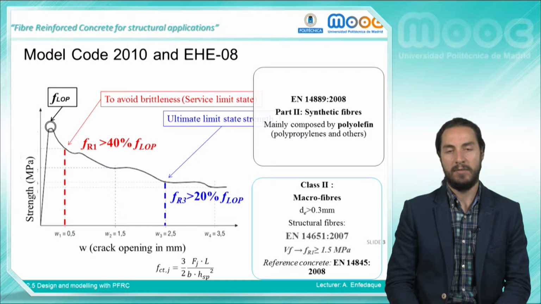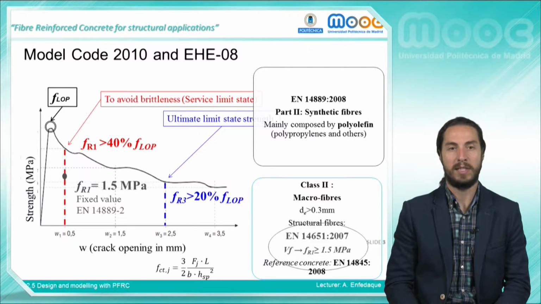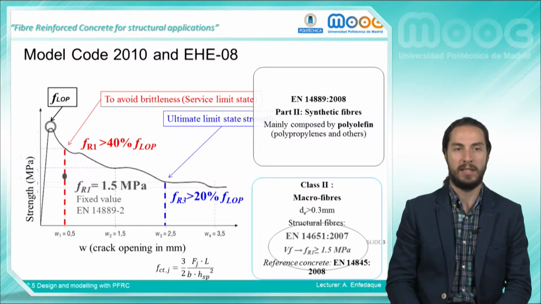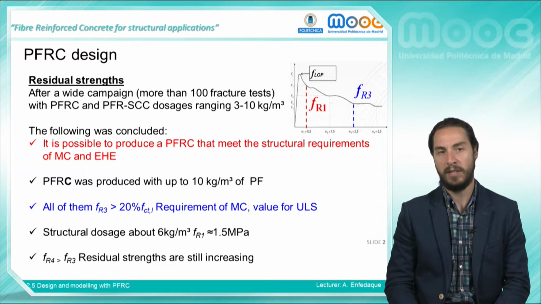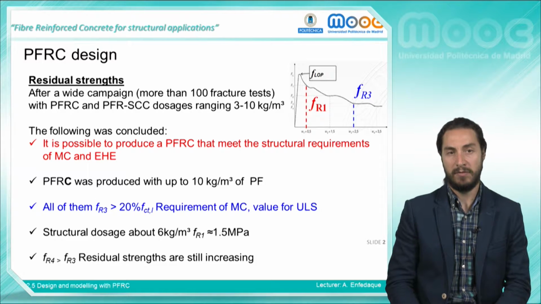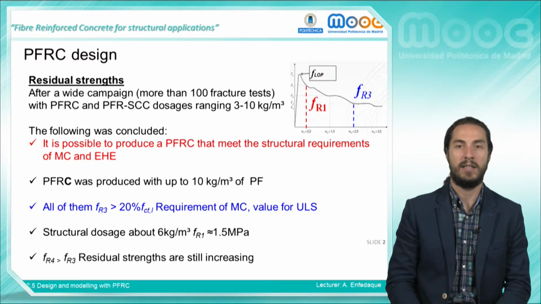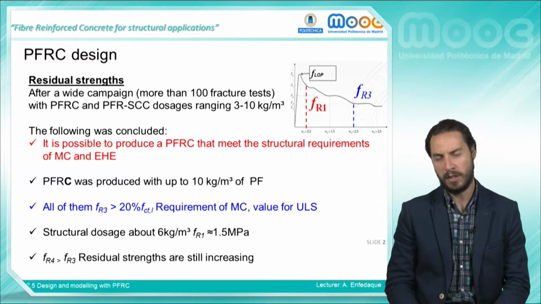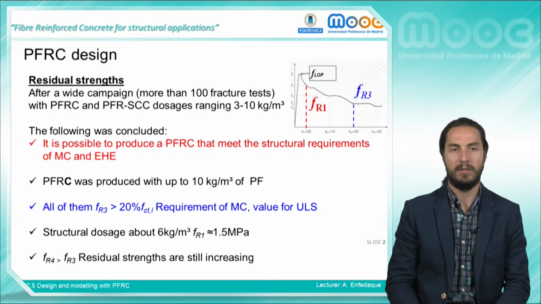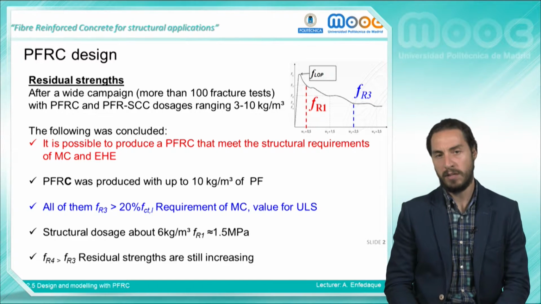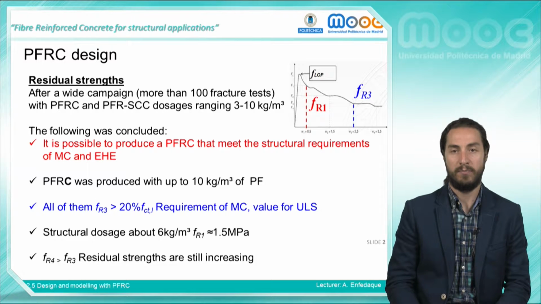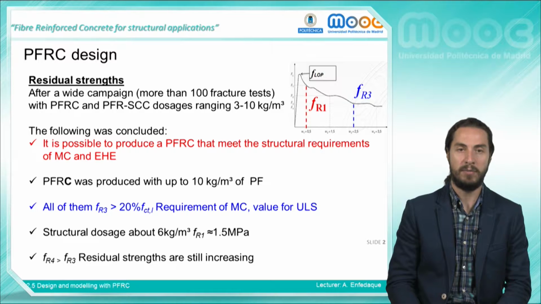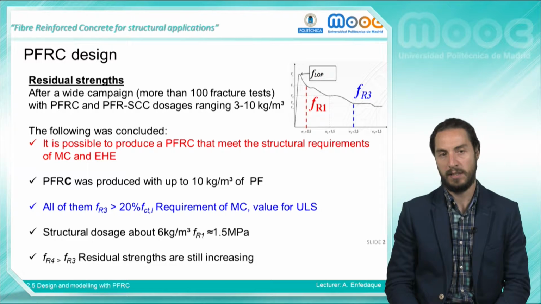In the case of EN 14889, the contribution of the fibers can be considered if the stress value at FR1 is greater than 1.5 megapascals. In the case of PFRC, after more than 100 tests performed in plain concrete reinforced with different contents of fibers, which range from 3 to 10 kilograms per cubic meter, the following remarks can be concluded. It was possible to meet the requirements set by the Model Code and the EHE using polyolefin fibers. Moreover, using 10 kilograms of fibers, all the requirements were fulfilled in all cases.